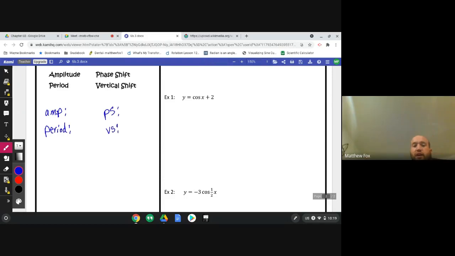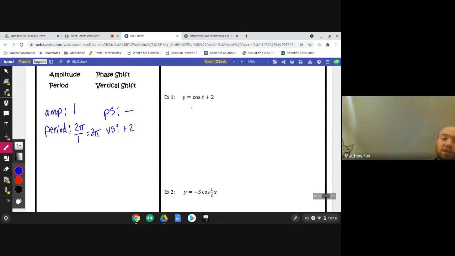So we look over here, the amplitude is in front of the cosine. There's nothing there, which means it's a 1. Your period is always 2 pi divided by b. In this case, b, whatever's in front of the x, is also 1. So 2 pi divided by 1 is 2 pi. If there was a phase shift, there would have to be parentheses, so we don't have a phase shift. The vertical shift is plus 2, or you might write up 2, whatever you prefer.